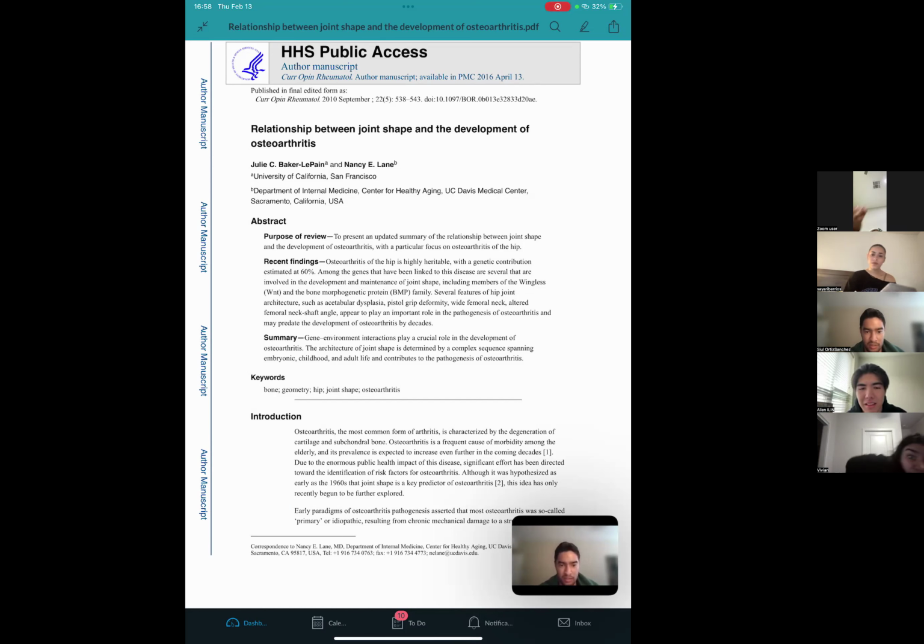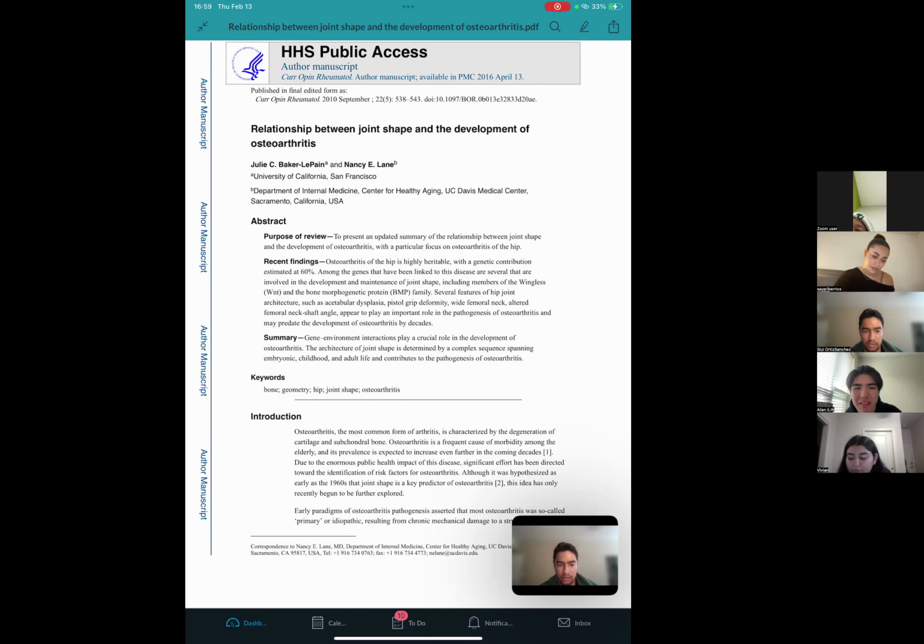Among the genes that have been linked to this disease are several that are involved in the development and maintenance of joint shape, including members of the wingless and the bone morphogenic protein family. Several features of hip joint architecture, such as acetabular dysplasia, pistol grip deformity, wide femoral neck, altered femoral neck shaft angle, appear to play an important role in the pathogenesis of osteoarthritis and may predate the development of osteoarthritis by decades. Summary: gene development interactions play a crucial role in the development of osteoarthritis.